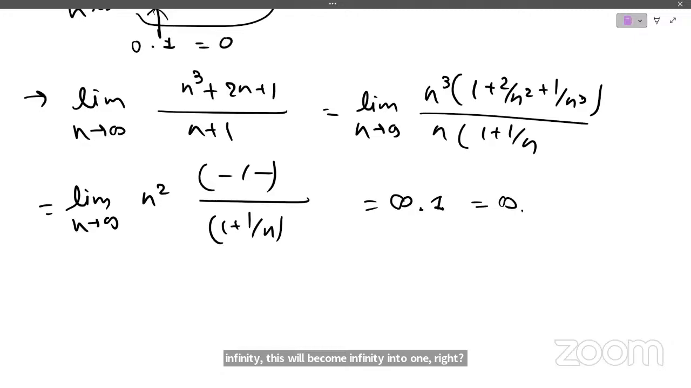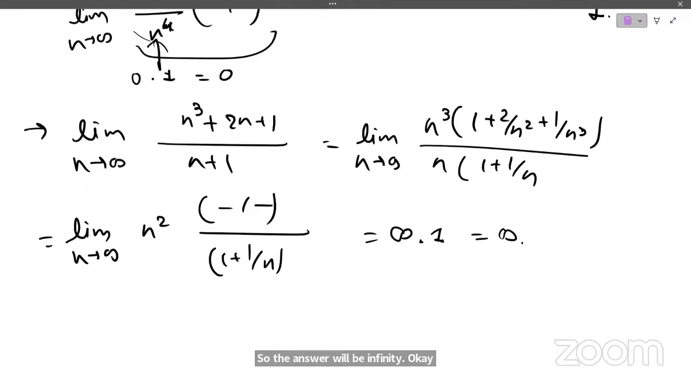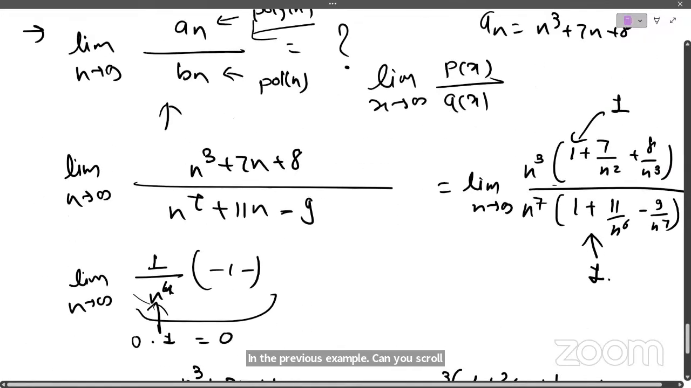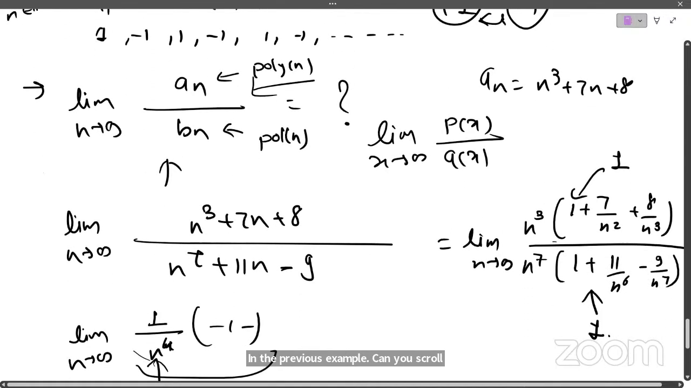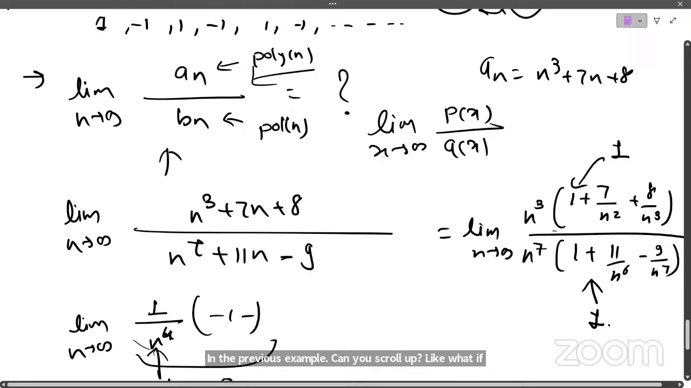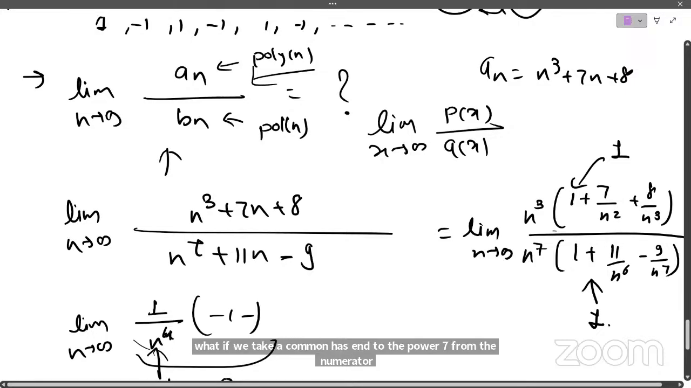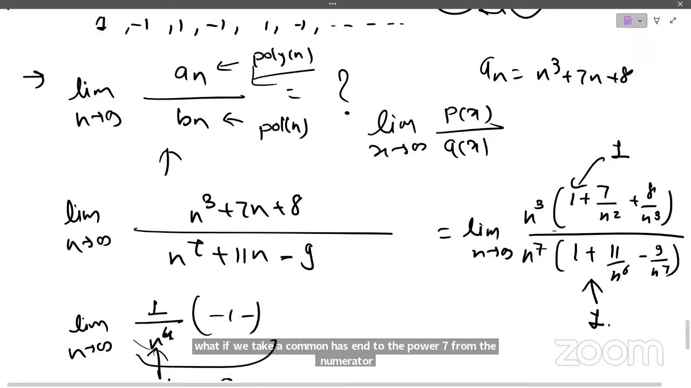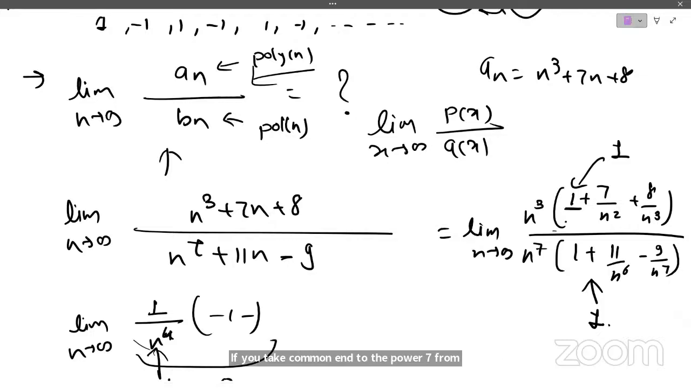Correct? In the previous example, can you scroll up? What if we take common n to the power 7 from the numerator? If you take common n to the power 7 from the numerator, then you will get n to the power 4 here, right? So then this whole term becomes 0, and this term becomes 1.